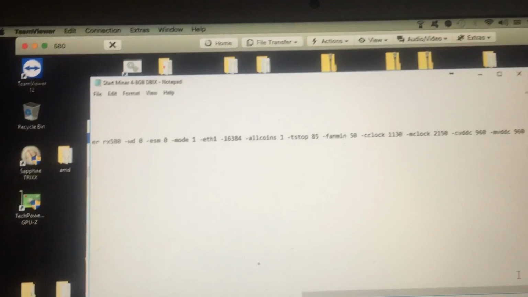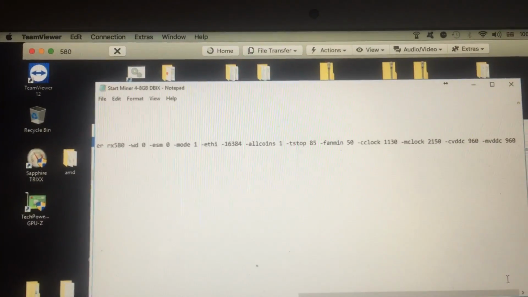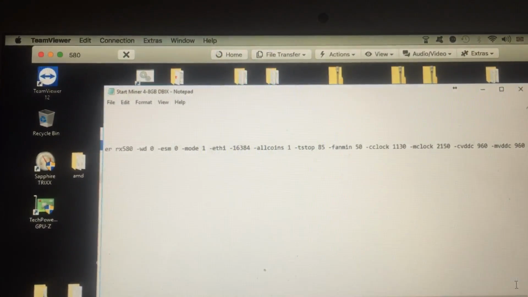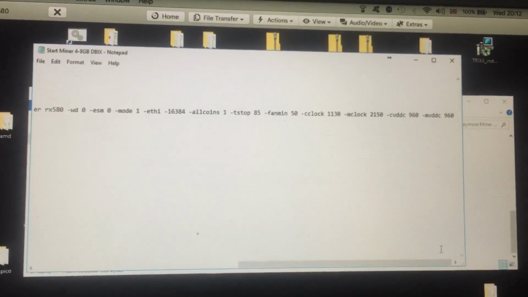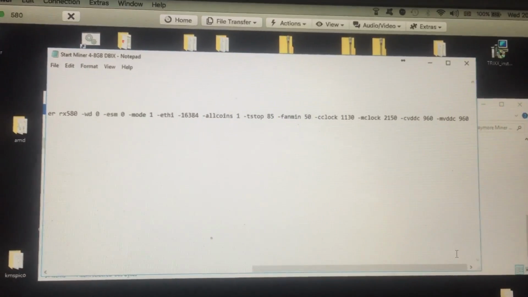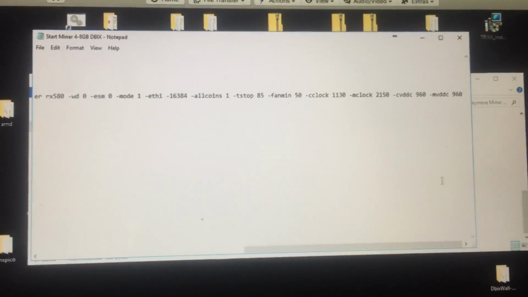So thank you guys for watching. This is how I've done it with Claymore mining. Again, as I said, Ethereum Classic, UBIQ, or Dubai coin, all pulling the exact same numbers in terms of watts and mega hashes.